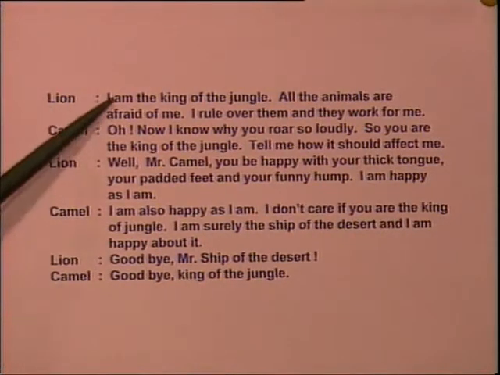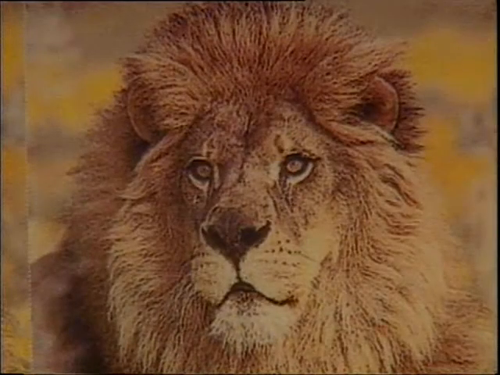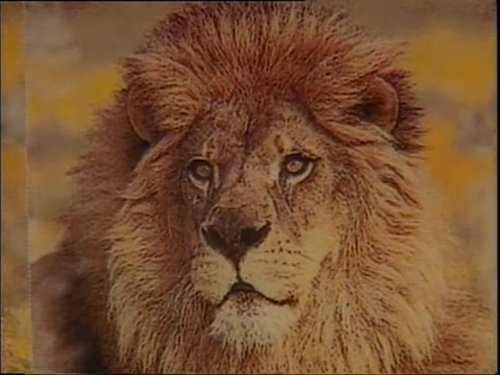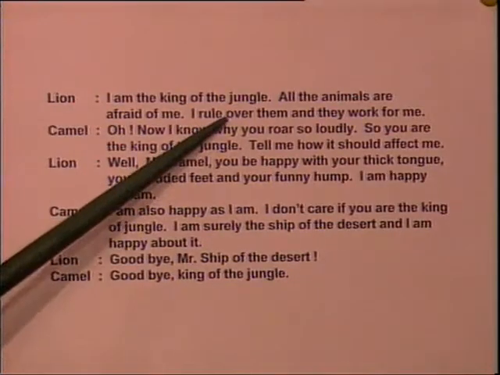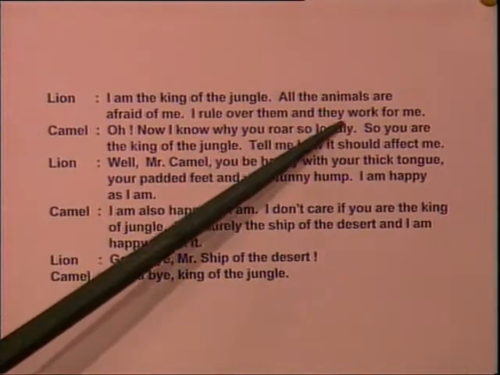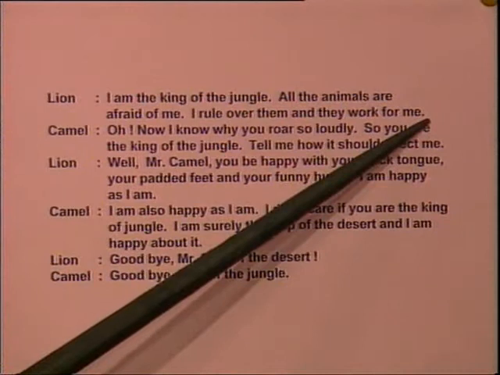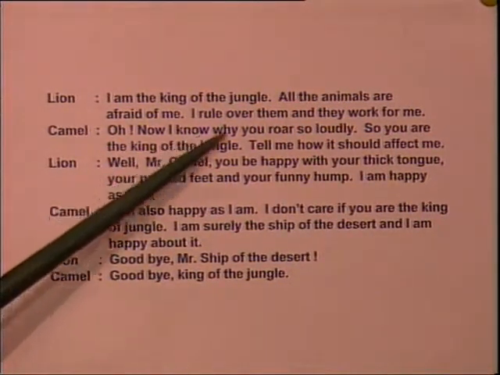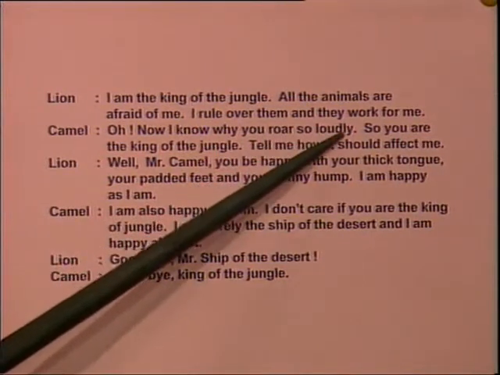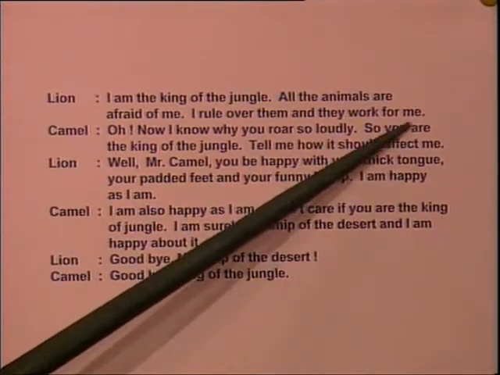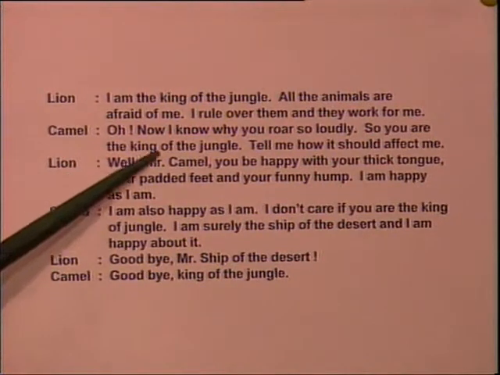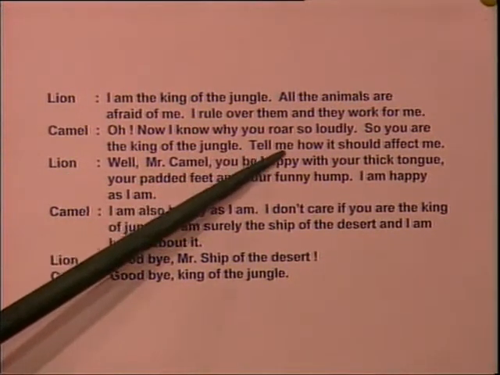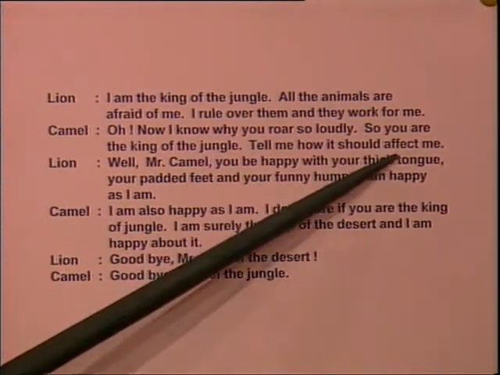Lion. I am the king of the jungle. All the animals are afraid of me. I rule over them and they work for me. Camel. Oh, now I know why you roar so loudly. So you are the king of the jungle. Tell me how it should affect me.